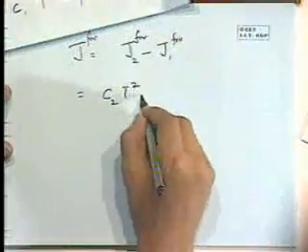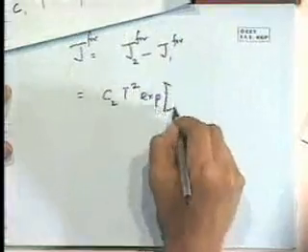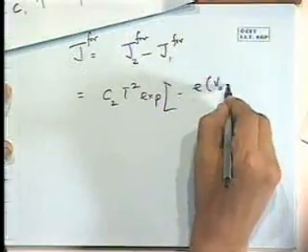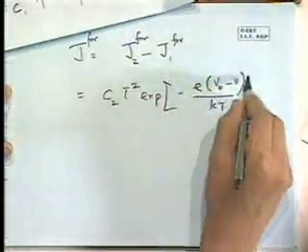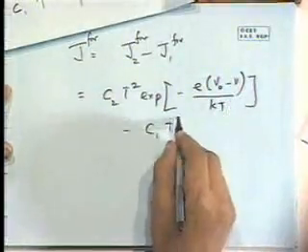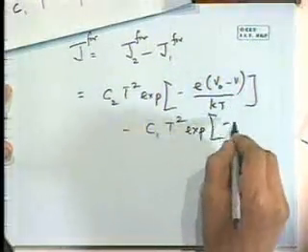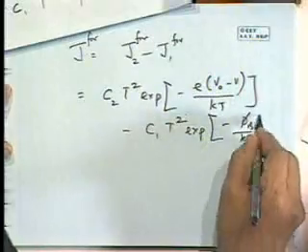you should get C2 T squared exponential minus E V naught minus V by KT minus C1 T squared exponential minus phi b by kt.